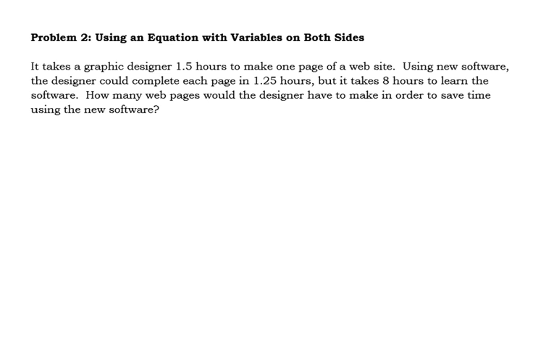Now, normally when I give you word problems, I make you think about them for a while. Because we're doing a special kind of lesson today, I'm going to help walk you through this one. It takes a graphic designer 1.5 hours to make one page. Using new software, he can do it in 1.25 hours, but it takes him 8 hours to learn the software. How many web pages would a designer have to make in order to save time using the new software?